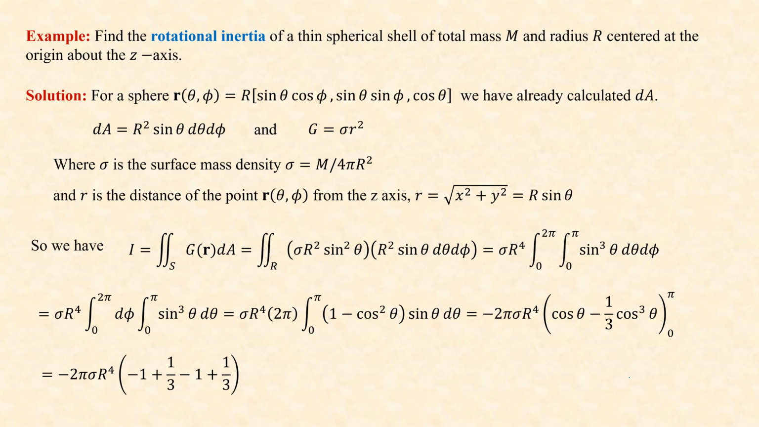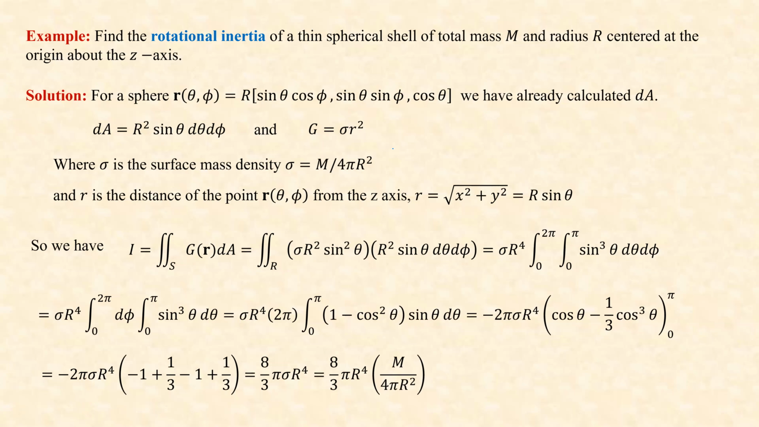And now you see it becomes negative 2 pi sigma r to the 4th times negative 2 plus 2/3. So that becomes negative 4/3, and with this negative in front it becomes positive 4/3, and times 2 becomes 8/3 pi sigma r to the 4th. And then, what is sigma? Replace sigma by that, r squared cancels, pi cancels, 4 cancels, and you get 2/3 m r squared.